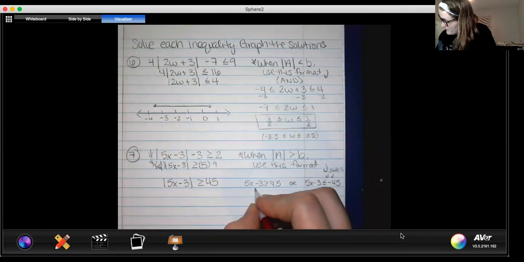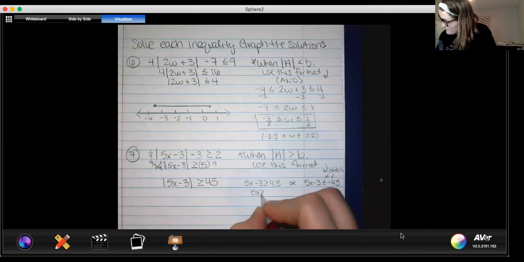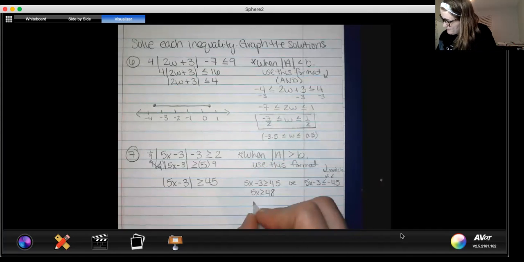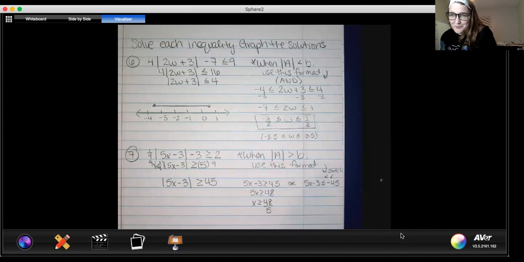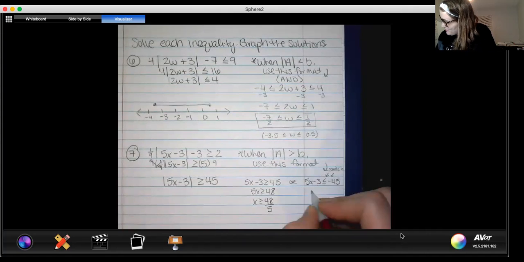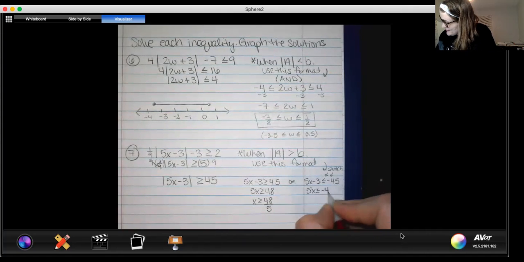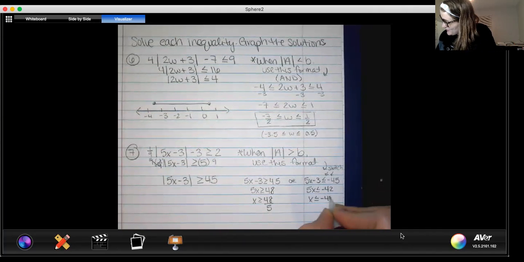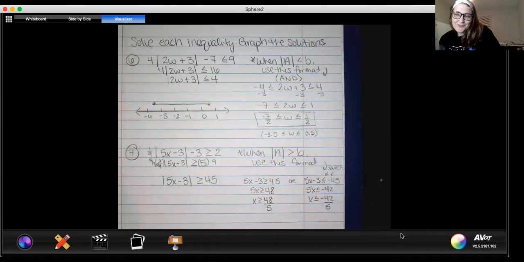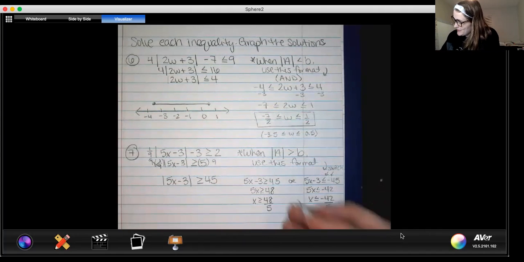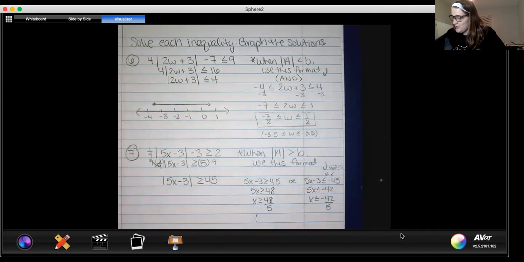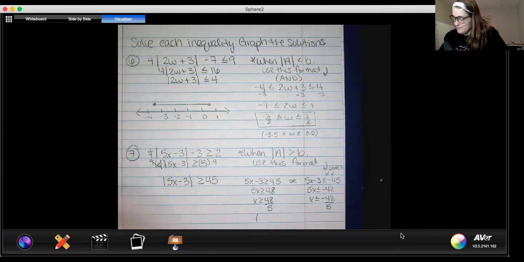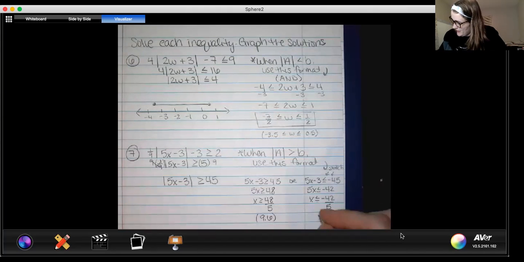And then we solve. Add 3 and divide: 48/5, not a great decimal, but we'll figure it out. Add 3 and divide, and we get negative 42/5. Both of those are not great fractions to figure out easily, but we can figure that out just using our calculator. 48 divided by 5 is 9.6, and negative 42 divided by 5 is negative 8.4.